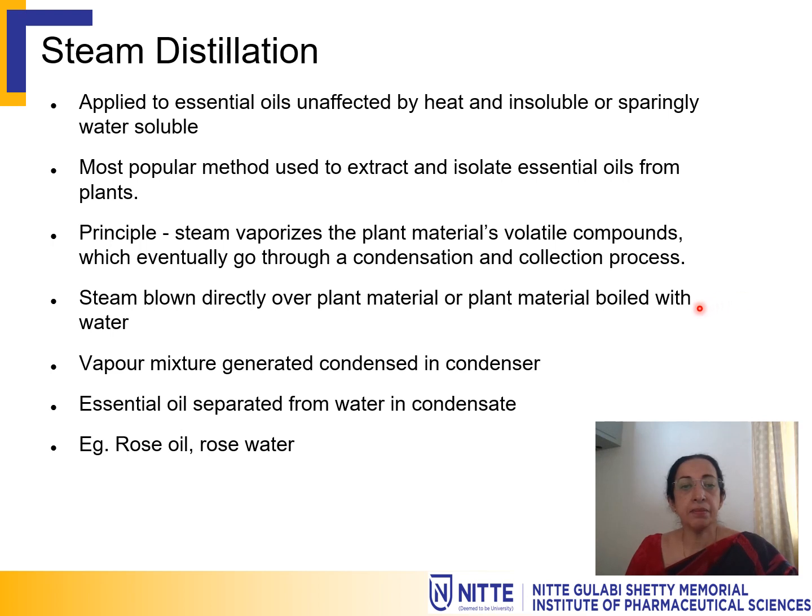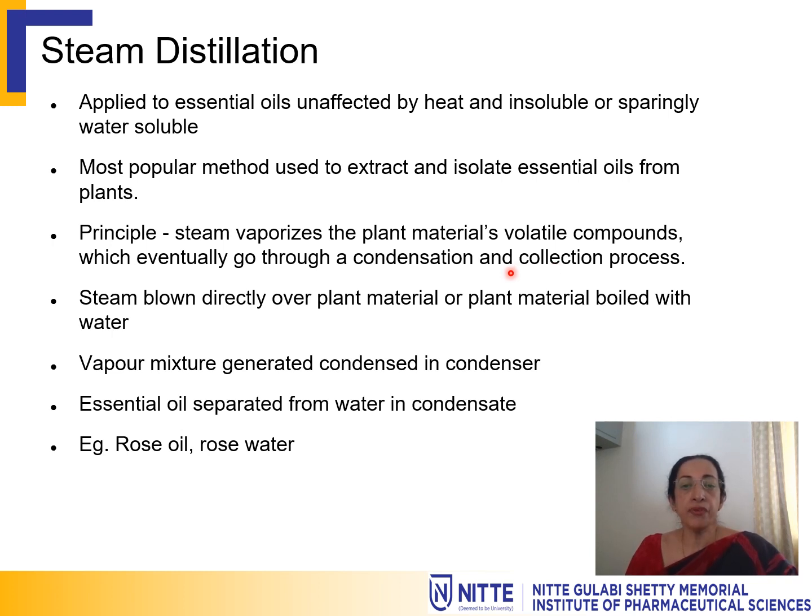The next method is steam distillation. This method is based on the principle that the volatile oil from plants or herbs can be extracted by using steam. The steam will vaporize the volatile oil and carry it along with it, and eventually the oil can be separated from water after condensation and collection.